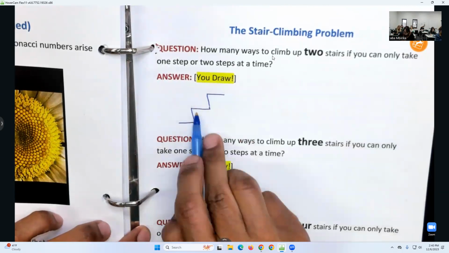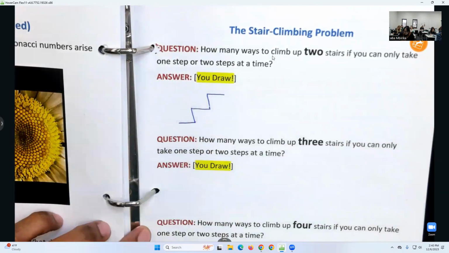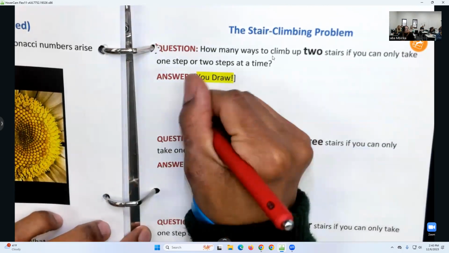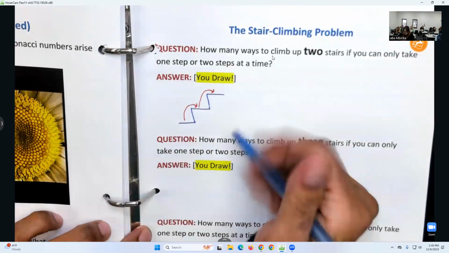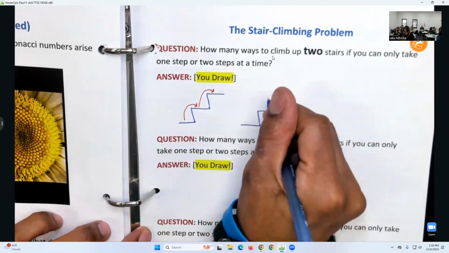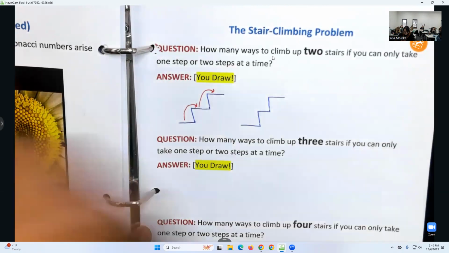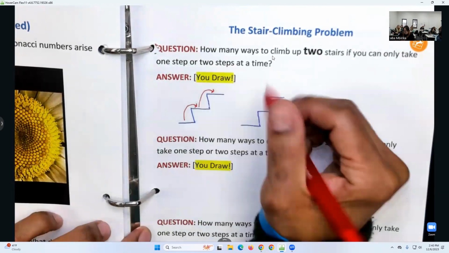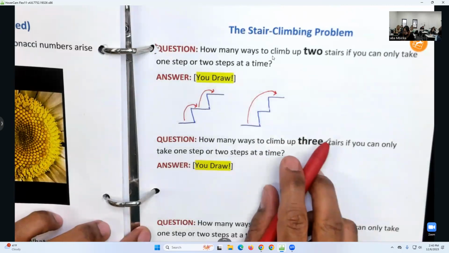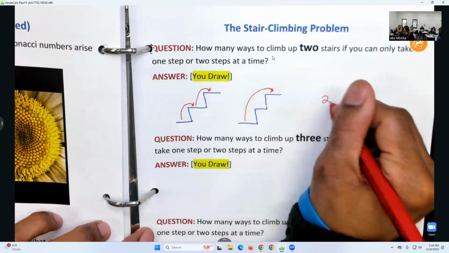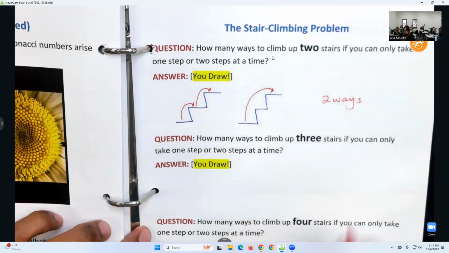We can only go up 1 step at a time or 2 steps at a time, or a mix of them. Here we're going up 1 step at a time, and then we do that. That's one way to do it. Another way to get up to the second step from the 0th step is to take a step of size 2. Is there any other way to get to the second step? No. So there are 2 ways to get up 2 stairs.